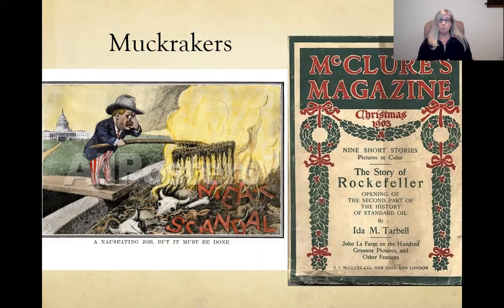So the muckrakers are exposing the problems. They're bringing these underlying issues from the Gilded Age, right? So we've talked about the Gilded Age, or we will be talking about how the Gilded Age is, from the outside looking in, everything looks grand and wonderful in the United States.